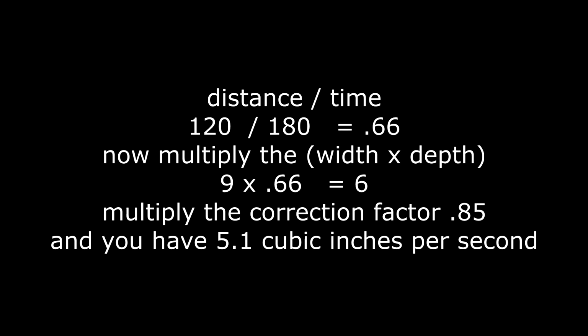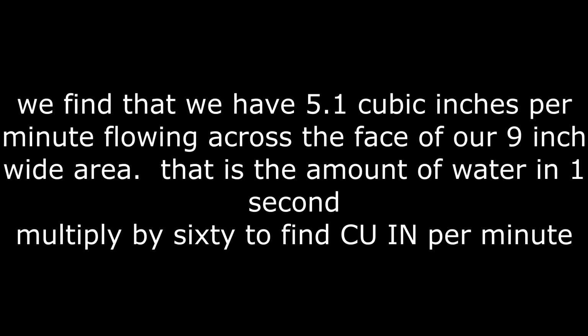The next thing we need to do is multiply that by 60 to find out how many cubic inches per minute are crossing that face that we're trying to get the water from and measure accurately. You have the 5.1 cubic inches transversing the 9-inch face every second. If we multiply by 60 to get the total amount of cubic inches per minute, we come up with 306 cubic inches per minute going past that face of 9 inches where we were measuring, where we could actually see the water.